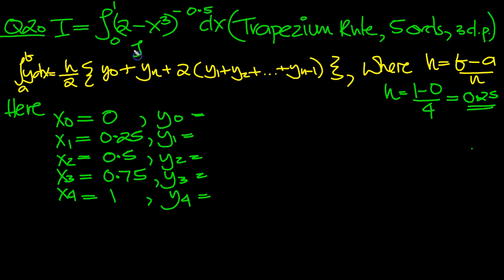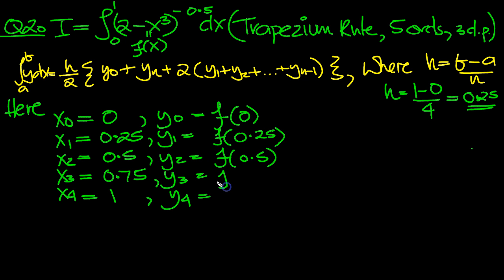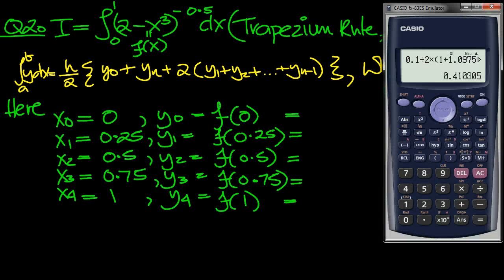If we label this integrand as f of x, then we can simply write f of 0, and this is f of 0.25, and this is f of 0.5, and we can type it in the calculator. As long as we're accurate, we'll be okay, and this is f of 1. So what are they equal to then? So let's tap them out, so we know our calculator.